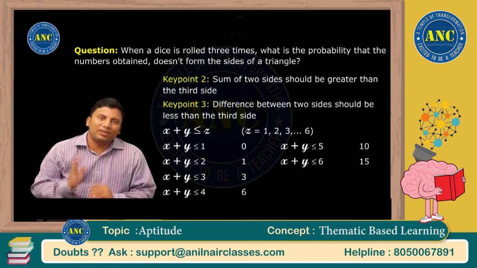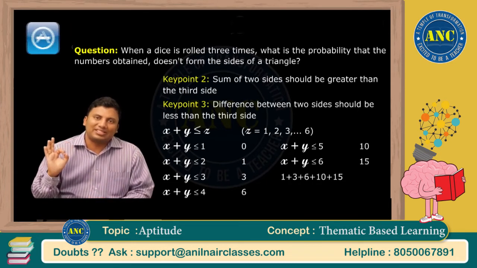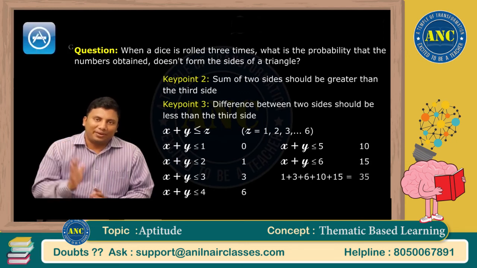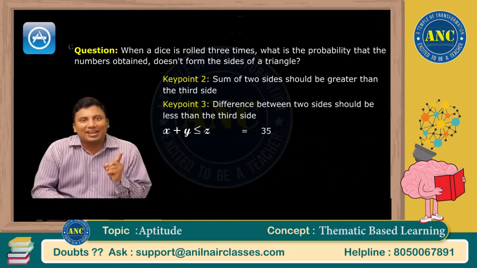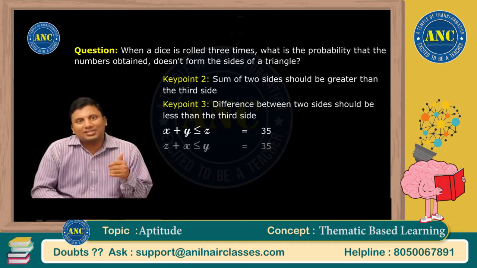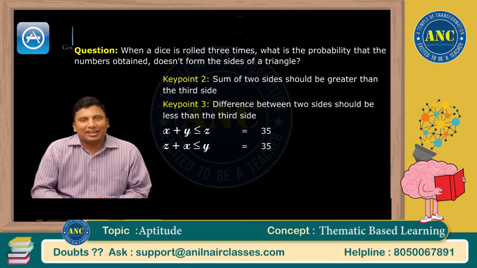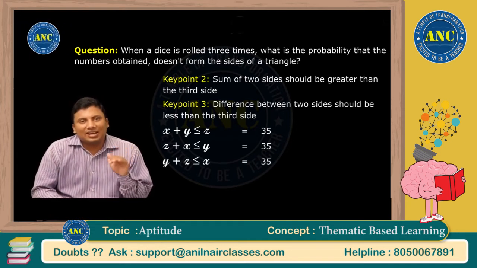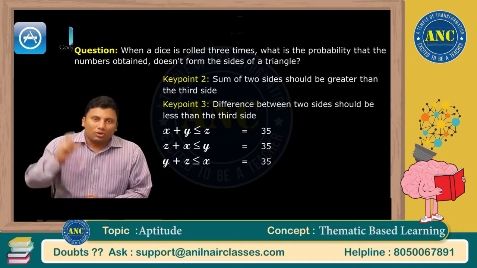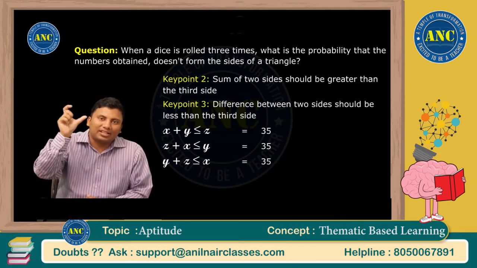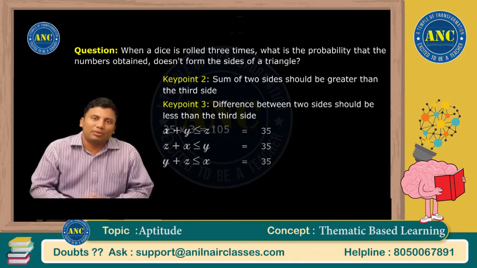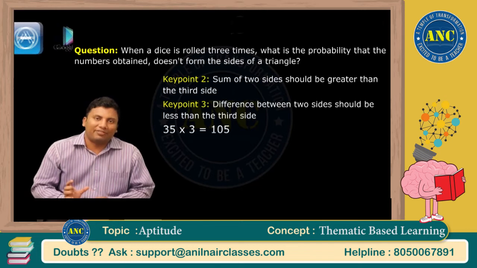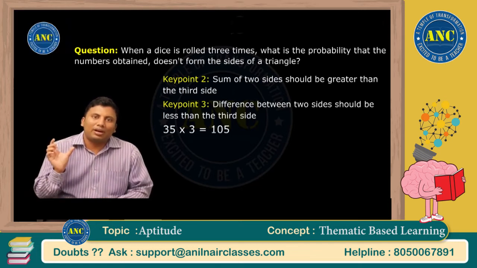What is the sum of all these values? 1 plus 3 is 4, 4 plus 6 is 10, 10 plus 10 is 20, 20 plus 15 is 35. Now this 35 is for the case x plus y less than or equal to z. Similarly, z plus x less than or equal to y I will also get, and y plus z less than or equal to x I will get. Total, we got 35. It can happen for any of the three variables. 35 into 3 is 105. 105 is the number of possible ways.